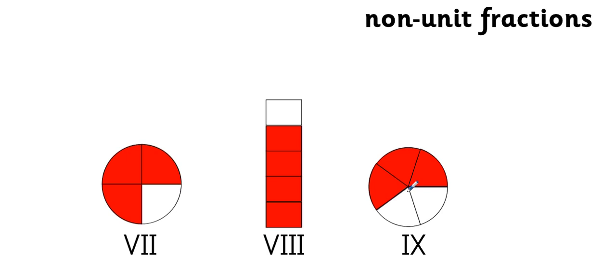Ooh, now we're talking. Getting a bit tricky. In your book, write 7, 8 and 9, or VII, VIII and IX. Have a go yourself, then come back to me for the answers.